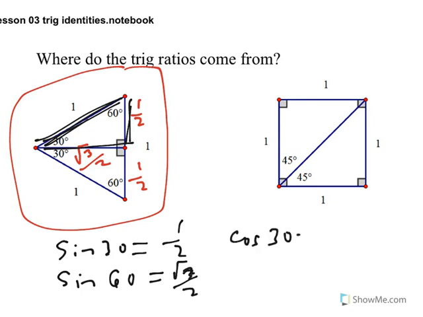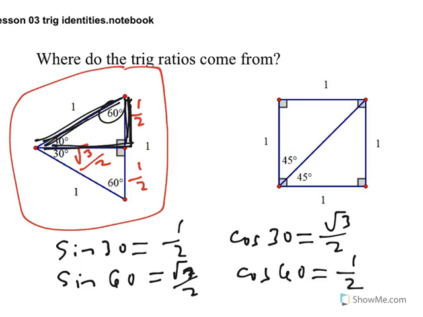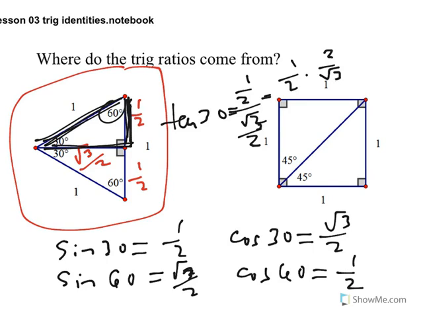And cosine of 30 is adjacent over hypotenuse, which is radical 3 over 2. Here's the adjacent. And cosine of 60 is adjacent, which is a half now, over hypotenuse, which is 1. And while I'm at it, though I didn't mention it much so far, tangent is opposite over adjacent. So tan of 30 is 1/2 over radical 3 over 2, which turns into 1/2 times 2 over radical 3, which is 1 over radical 3, which if you rationalize the denominator becomes radical 3 over 3.